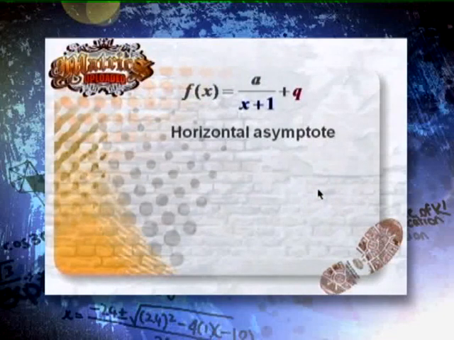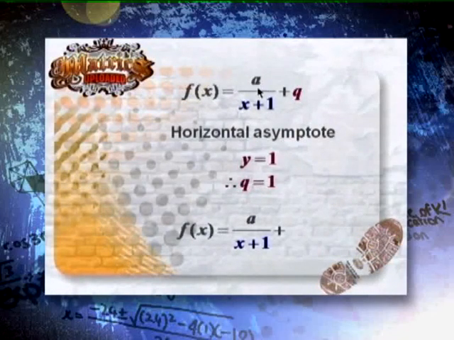Horizontal asymptote, where do we get it? It is shown on the graph. It goes for q, which is y equals 1. This is why we don't do the manipulation of taking it across. Q equals 1, straight. And if we plug this in, this q, which is 1, goes there: a over x plus 1, plus 1.